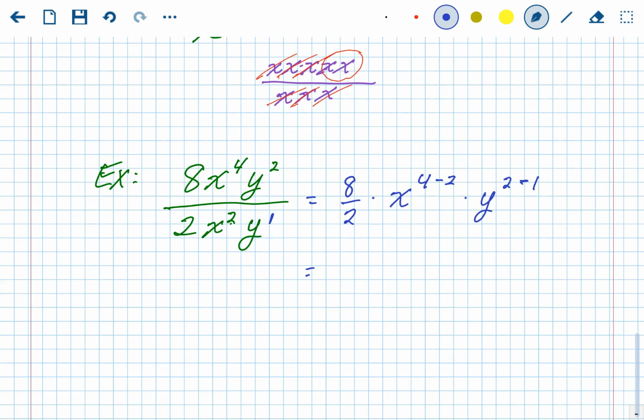And then just simplify each of those. 8 divided by 2 is 4. Again, the numbers you just divide. Same thing if there are numbers in the multiplication problem, you would just multiply the numbers together. And then 4 minus 2 is x to the 2nd. And 2 minus 1 is y to the 1st, or just y.